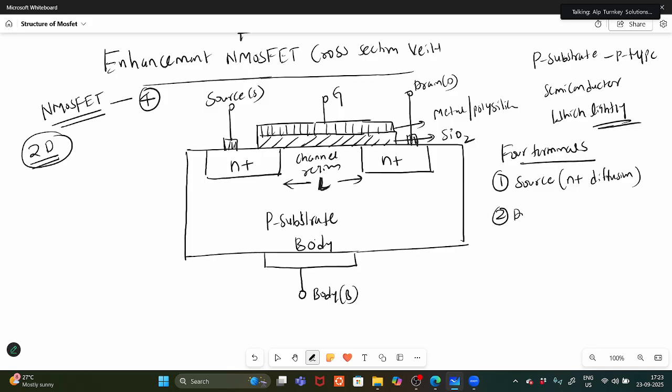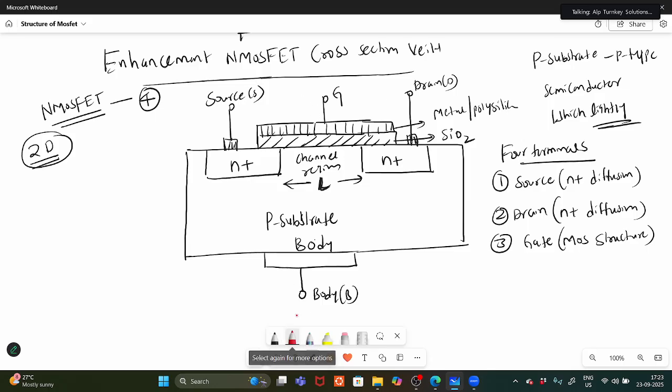And next you have drain, which is N plus diffusion, and next you have gate, which is the MOS structure. MOS structure is nothing but what? Metal-Oxide-Semiconductor. Without source and drain, that we call MOS. This is metal, this is oxide, and this is semiconductor. So this is like a MOS structure, Metal-Oxide-Semiconductor.